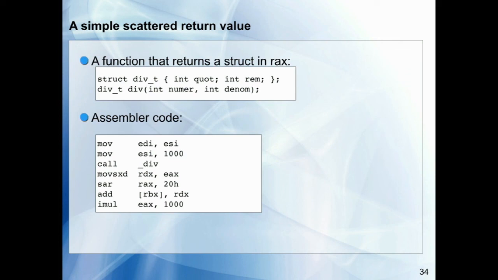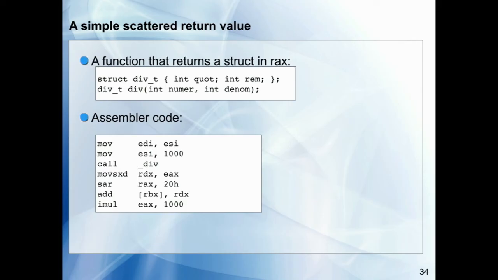Let me show you an example. Here we have a structure. It's only 8 bytes. It has 2 parts, called the division result: a quotient and a remainder. And we have the division function. It accepts 2 values, divides them, and then returns the result in one register. This is a nasty thing.